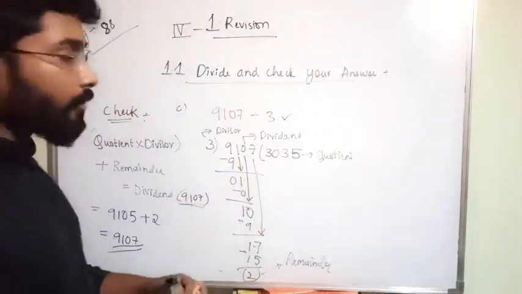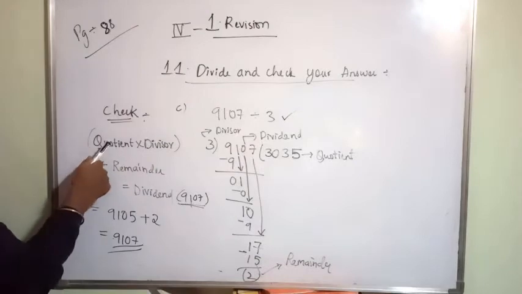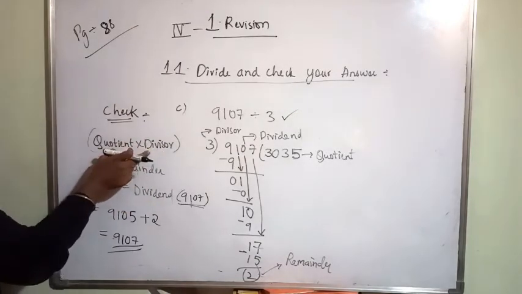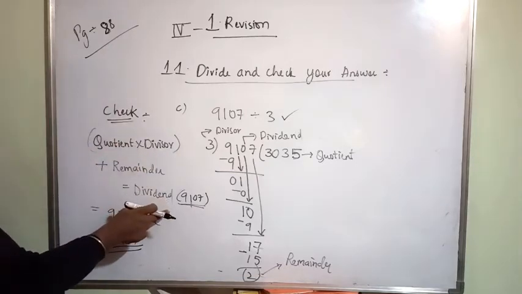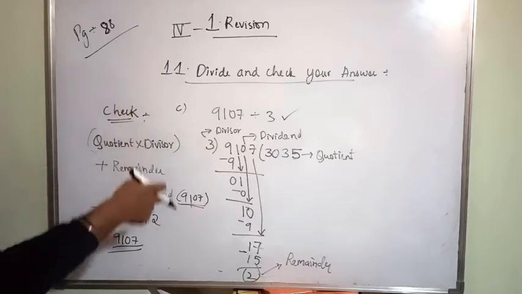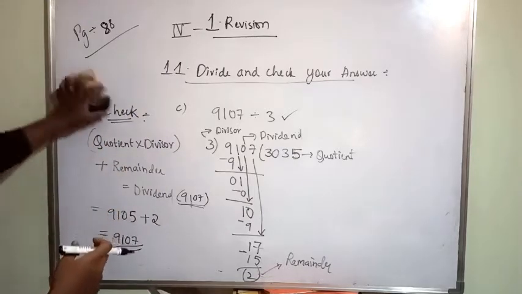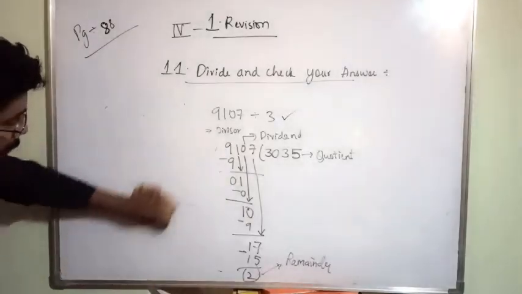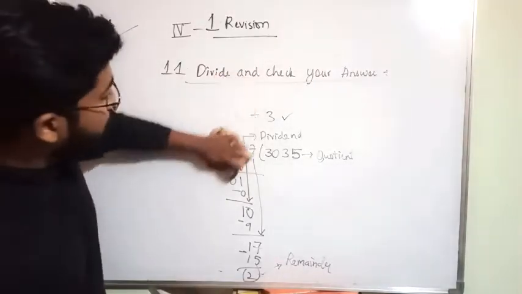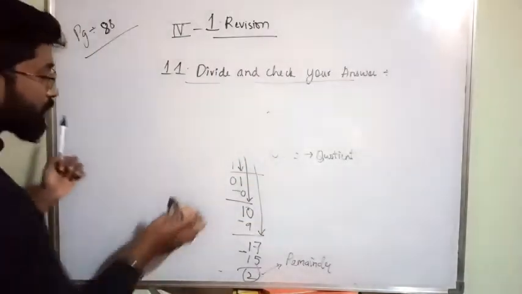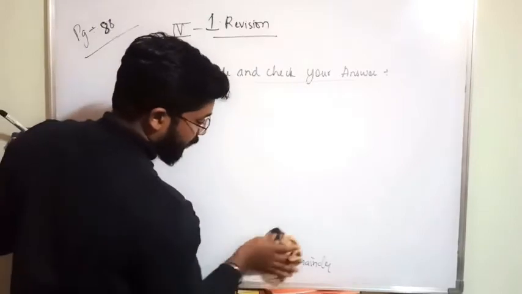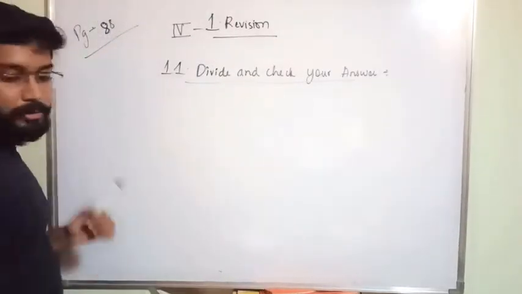That is for checking. For the check, what you have to do is quotient into divisor, and after getting the product of these two, add the remainder to this product. Then you should get the dividend. Only then is the process you did correct. It's very simple, very easy, and you have to do it very carefully. If there is a mistake, once again you have to start from the beginning.